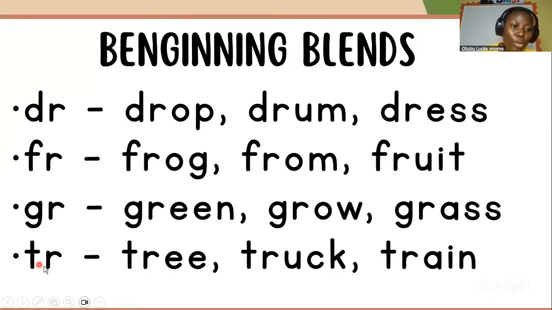Then we have true. T and R says true. And we have it in words like tree. The trees on the street or in the forest. Then we have truck. Truck is a vehicle. And also train. Train is a vehicle.